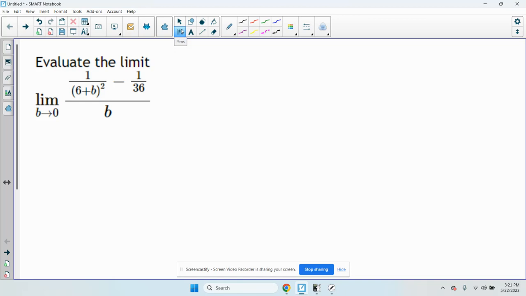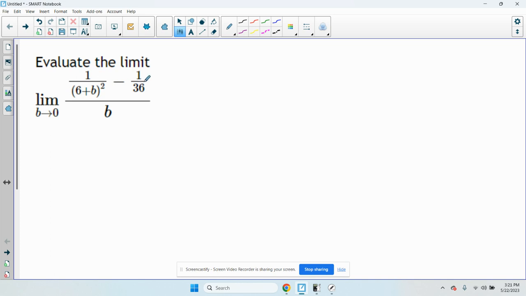All right, so this says evaluate the limit. Here's our expression. And we want to find the limit as b approaches 0, but we can't plug in 0 right now because that'll give us 0 in the denominator. So we can simplify this in such a way that the b in the denominator won't be an issue anymore.